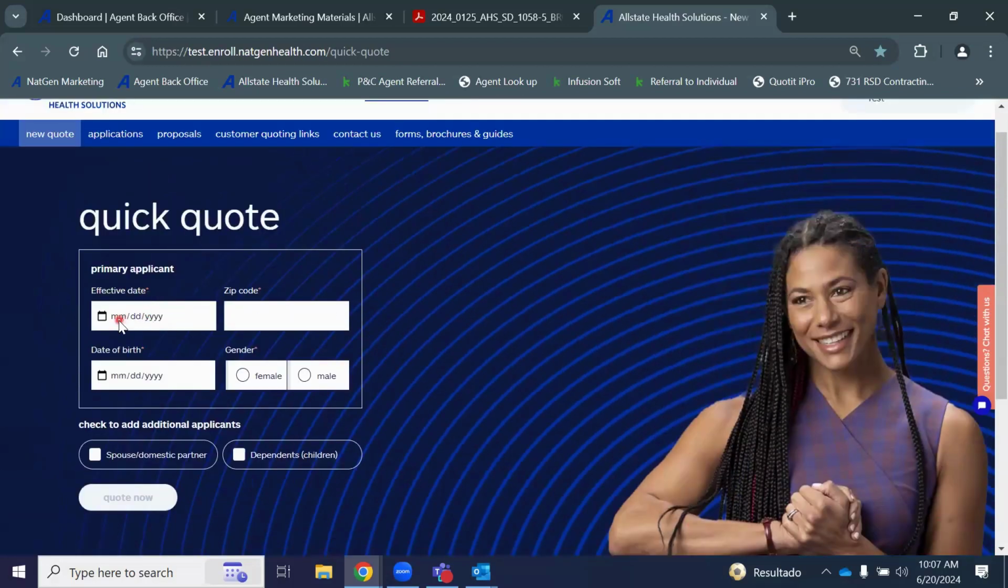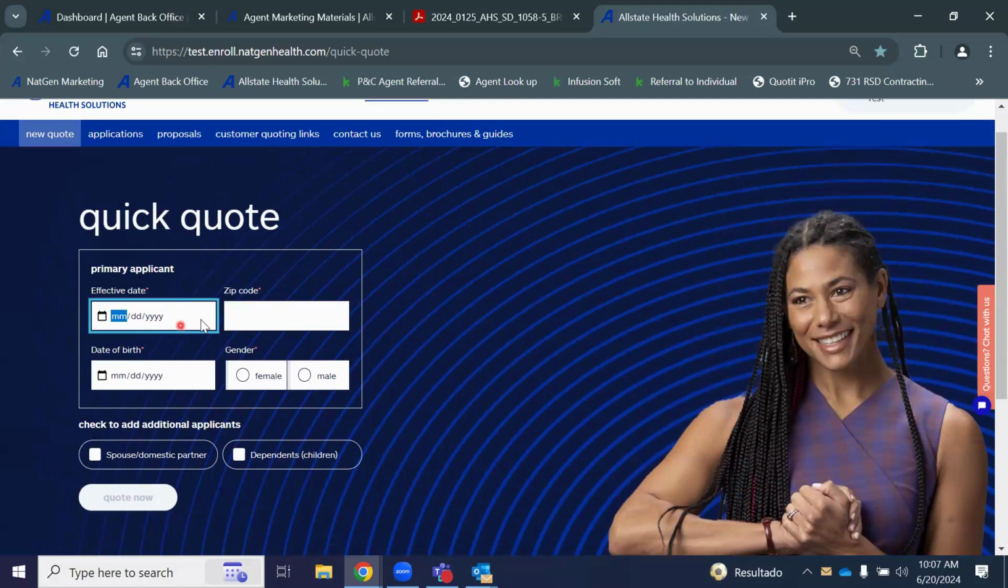Now, with Allstate Health Solutions, we don't have to wait till the first of the month to have an effective date. We can do a next day effective date as long as the client signs the policy today. The policy can go in force tomorrow. And it's a key point. You do an effective date of tomorrow, the client must sign today in order for that to happen.